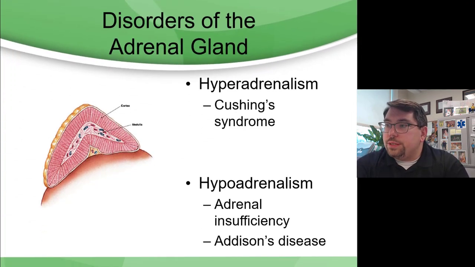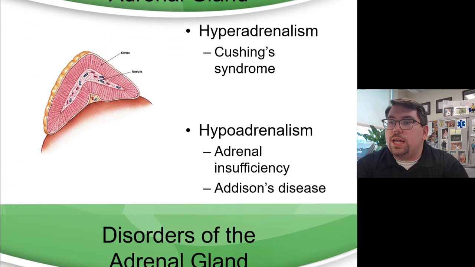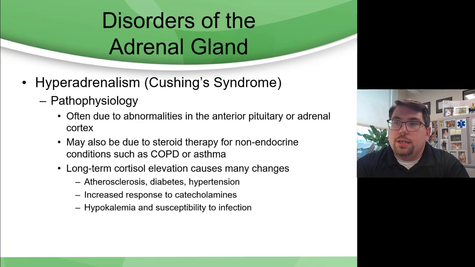Hyperadrenalism, also known as Cushing's, and then adrenal insufficiency and Addison disease. You'll spend more time on these in class. For hyperadrenalism or Cushing's, you're going to see this due to abnormalities in the anterior pituitary or adrenal cortex. It's going to have a lot to do with steroid therapy. Non-endocrine issues like COPD or asthma can easily lead to Cushing's-like syndrome, because these folks are on chronic steroids routinely.